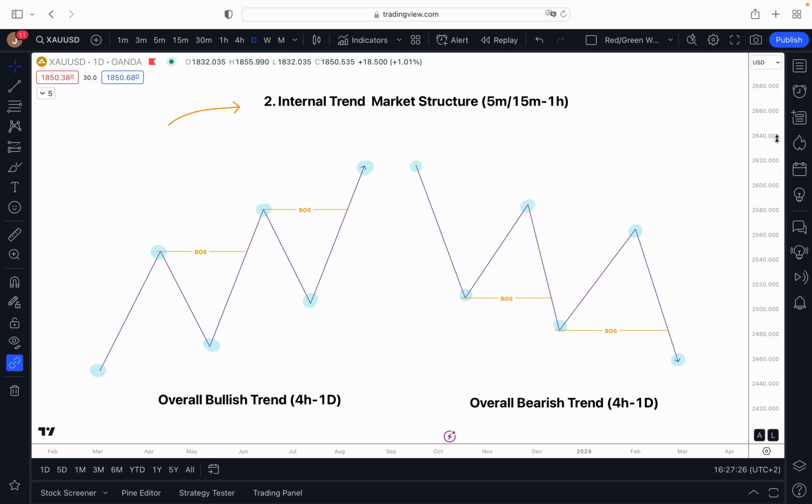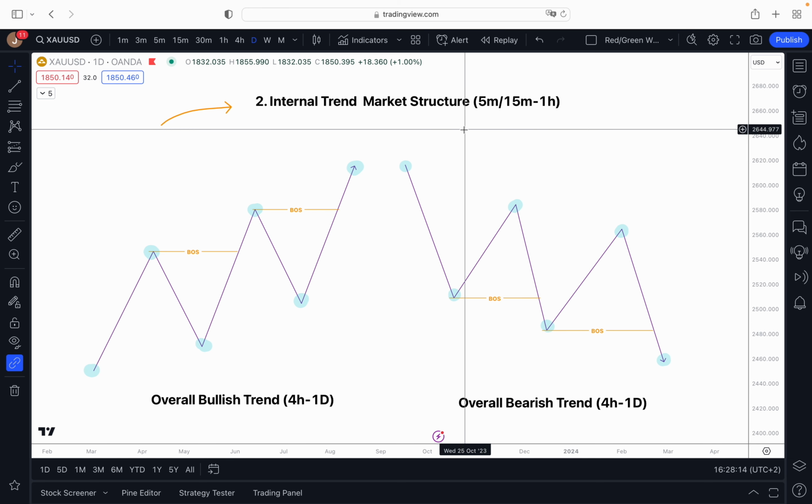On the internal trend market structure, you are searching for the trend in the lower time frame. It really depends on the chart, but mostly you can find it on the 5-minute or 15-minute time frame or sometimes also on the hourly time frame. So this market structure is like one time frame lower than the overall trend, but I will show you some examples.